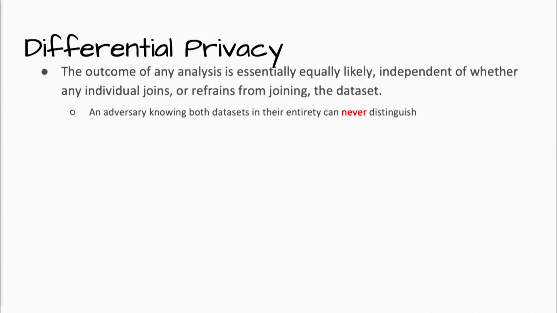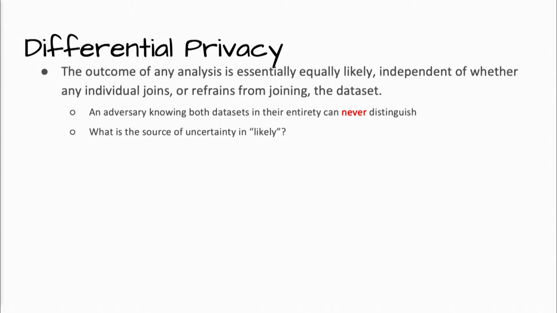It says that the outcome of any analysis is essentially equally likely, independent of whether any individual joins or refrains from joining the data set. So this, in fact, holds even against an adversary who knows both data sets in their entirety. That adversary would still never be able to distinguish.